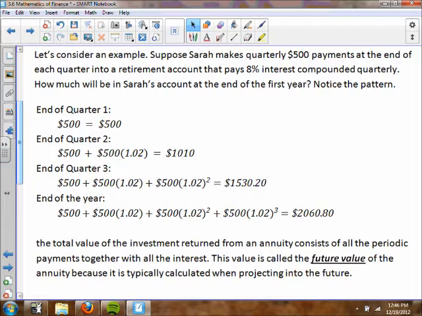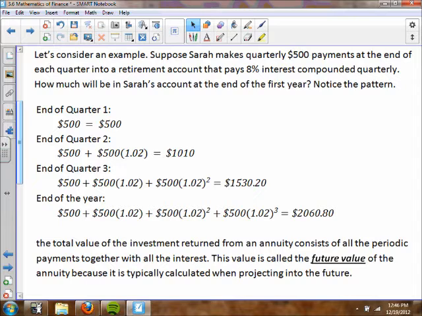Please notice the pattern. At the end of the first quarter, she puts in $500. No interest is on that $500. She just puts in the $500. At the end of the second quarter, she's getting interest on this first $500 and also adding in another $500. If you remember right, she's getting 8% interest compounded quarterly. That means we've got to take our 8% divided by 4, right? Which is 2%. That's where this 1.02 comes from.